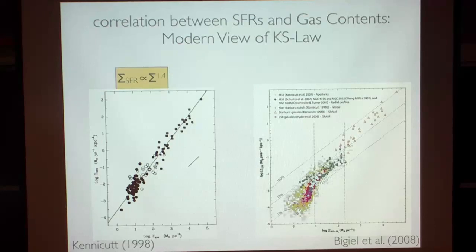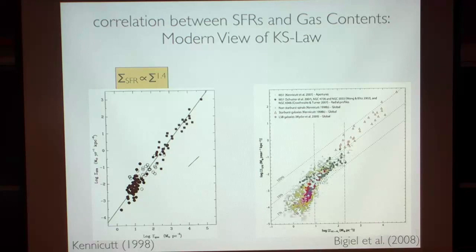So this current modern view of this Kennicutt-Schmidt relation tells us that there are some different parameters that are more important than gas surface density or the total budget of the gas mass.